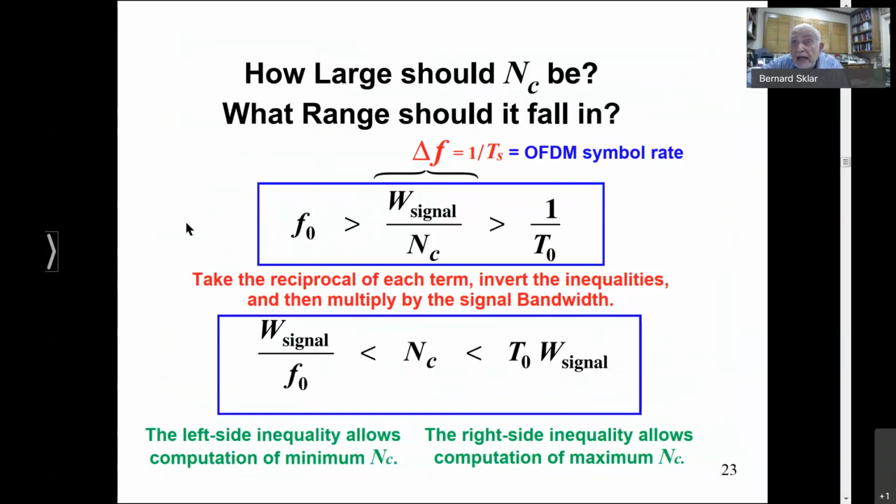And then to get N sub C by itself, I multiply all three terms by the signal bandwidth. And lo and behold, you see what I've got now. The left side inequality is going to allow the computation for the minimum, in figuring the range of subcarriers. And knowing that I don't want to go too fast either, this inequality gives me the computation for the maximum N sub C.